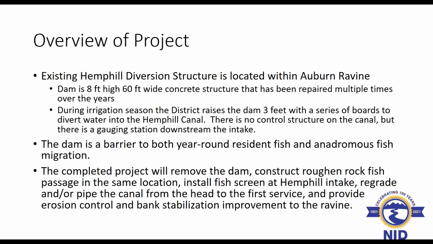So a little bit about our project. The existing Hemp Hill diversion structure is located within Auburn Ravine. The dam itself is a concrete dam that's about 8 feet high and 60 feet wide. Over the years, it's been repaired multiple times. During the irrigation season, we actually raise the dam about 3 feet with flashboards. These are redwood boards, so that we can back up the water into our Hemp Hill Canal and provide irrigation water to customers off that canal.